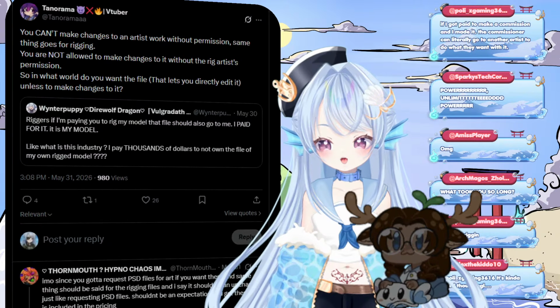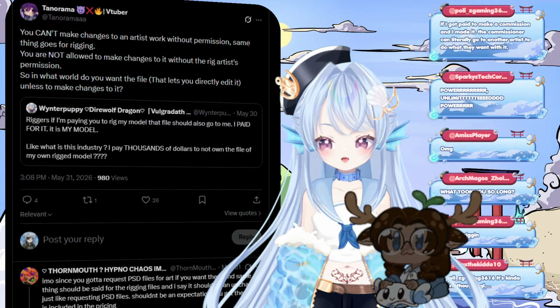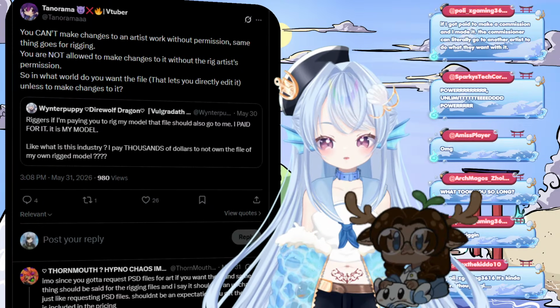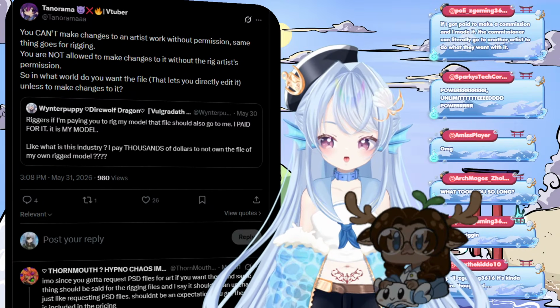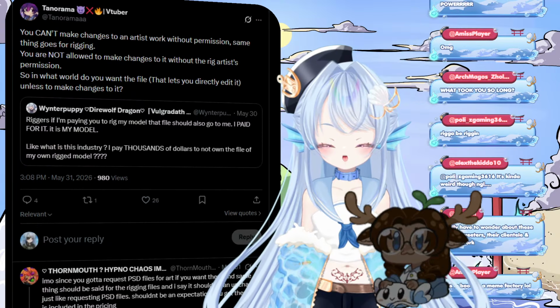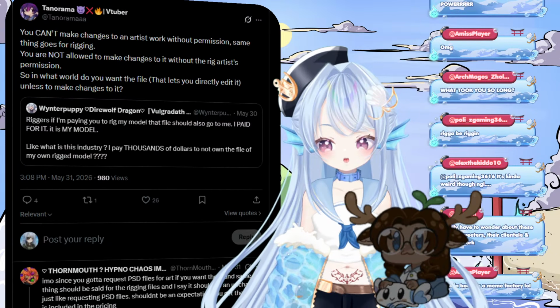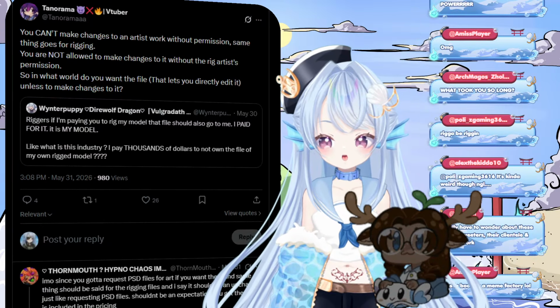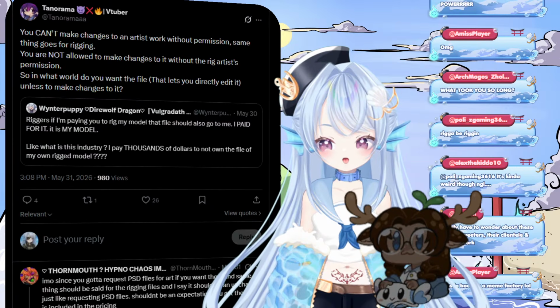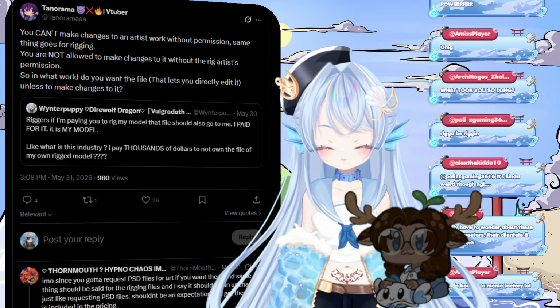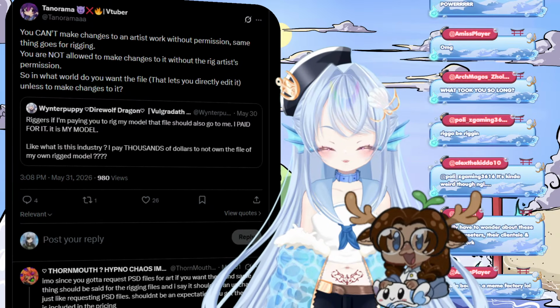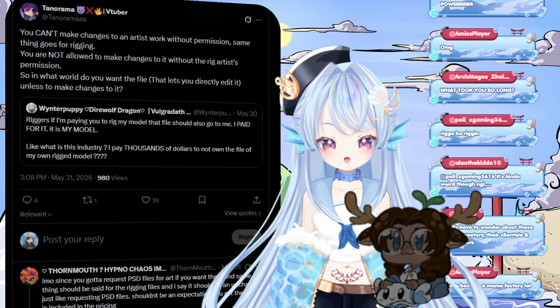You can't make changes to an artist's work without permission. Same thing goes for rigging. You are not allowed to make changes to it without the rig artist's permission. So in what world do you want the file that lets you directly edit it unless to make changes to it? I'm going to tell you the secret. Yeah, I am going to make changes to it. That's the point.